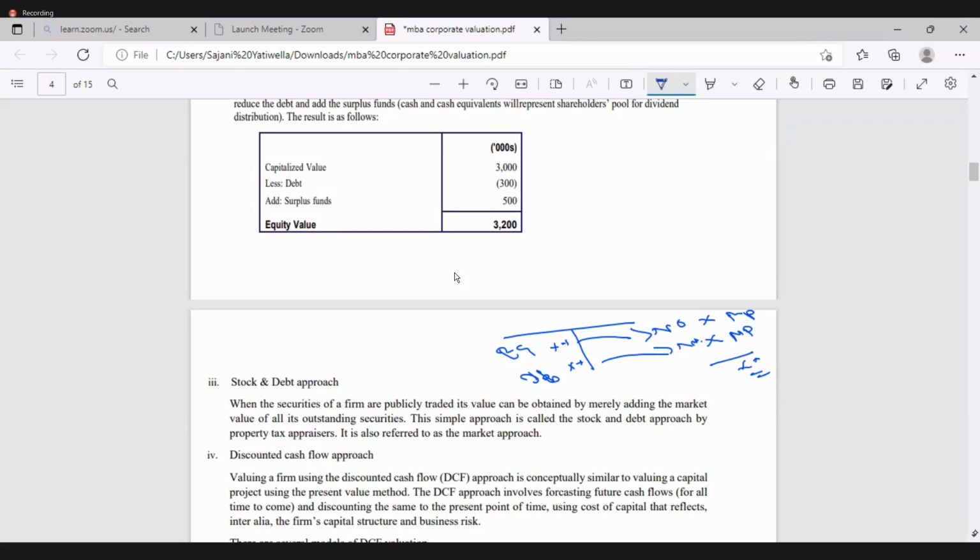Actually, we can explain stock and debt. The value of publicly traded securities can be obtained by merely adding the market value of all outstanding securities. This simple approach is called the stock and debt approach by property tax appraisers. It is also referred to as a market approach.